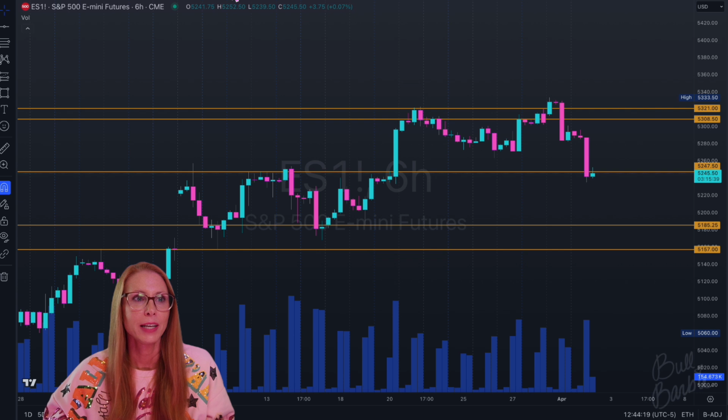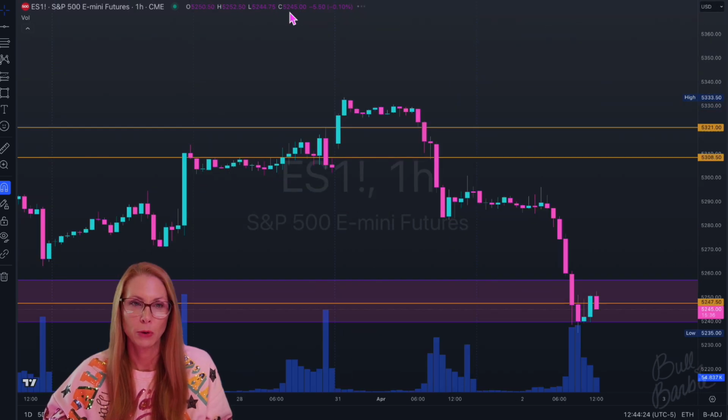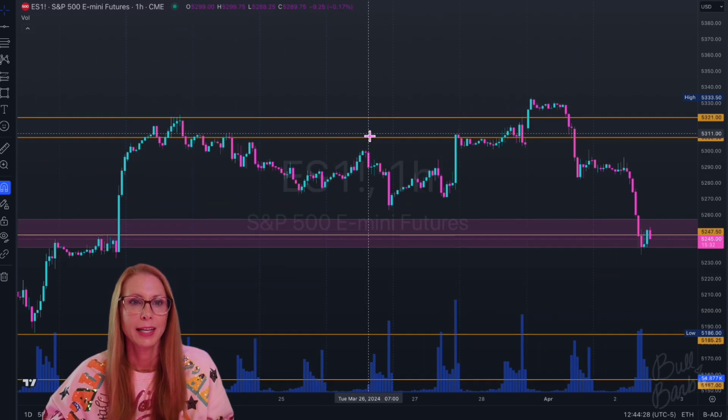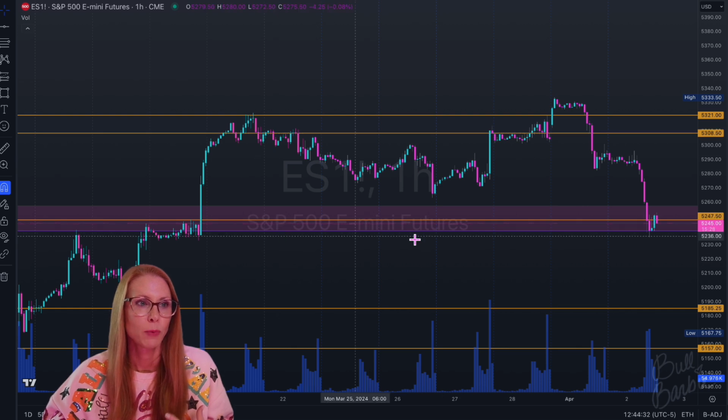So the hourly is another one of my favorites. Sometimes I'll also go down to the 4 hour and the 2 hour and the 1 hour, but I think y'all are getting the idea. So I'm just going to bump down to the 1 hour. And again, it's the exact same process. We're just looking at where the market turns around.